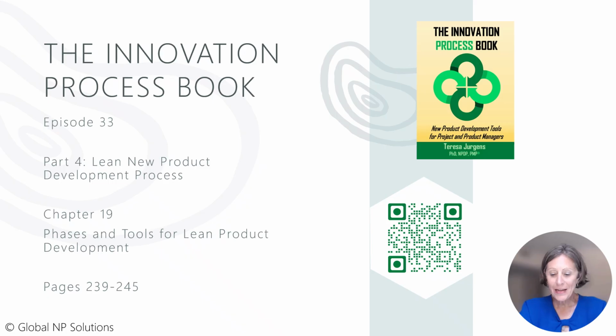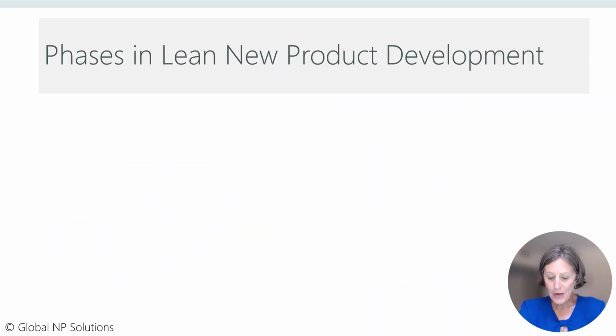So let's go ahead and get started on chapter 19. Chapter 19, Phases and Tools for Lean New Product Development. Of the new product development processes described in this book, Lean New Product Development is perhaps the least structured. Despite the ties of designing and developing a new product consistent with repeatable and high-quality operational procedures, Lean New Product Development follows a more organic process.